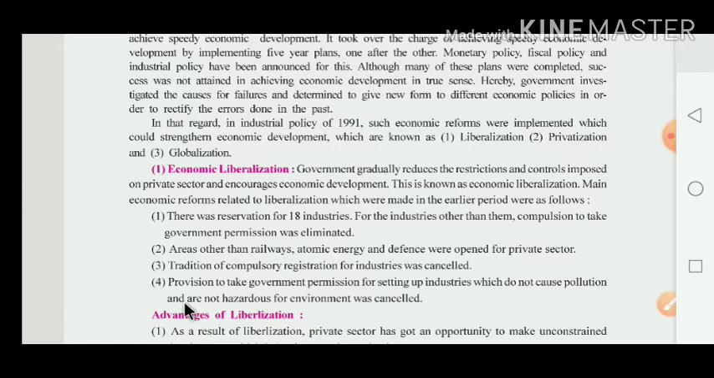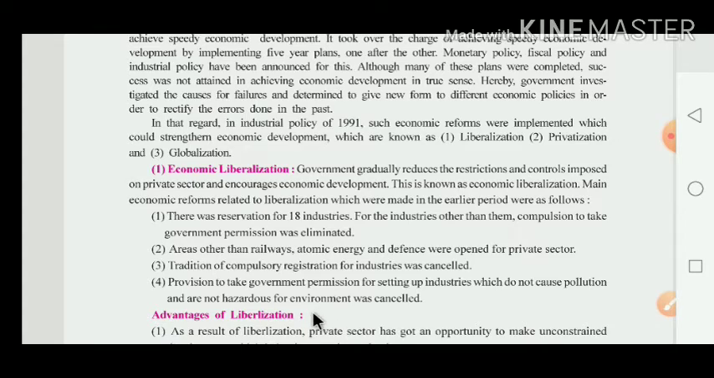Next, the provision to take government permission for setting up industries that do not cause pollution and are not hazardous to the environment was cancelled. In the previous time there were strict rules and regulations for the environment as well as for industry, but in the new law the government gave permission to industries that do not cause any kind of pollution or are not hazardous. Hazardous means khatarnak for the environment.